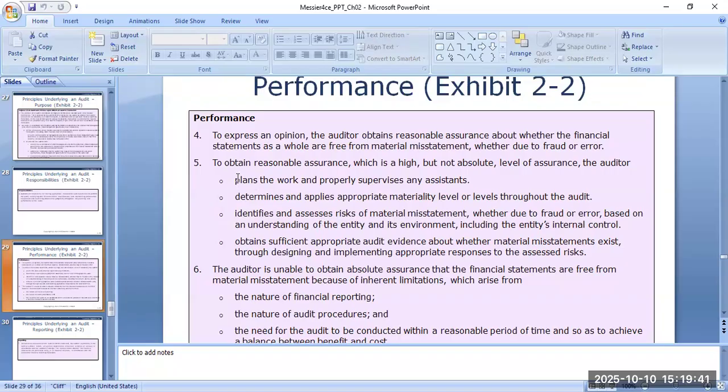How are they going to do it? They start with the planning, then determine and apply the appropriate materiality level, identify and assess the risk of material misstatement, if there is any, and obtain sufficient appropriate audit evidence. So again, everything starts with planning, assessing the situation, identifying and assessing the risk, and getting evidence.